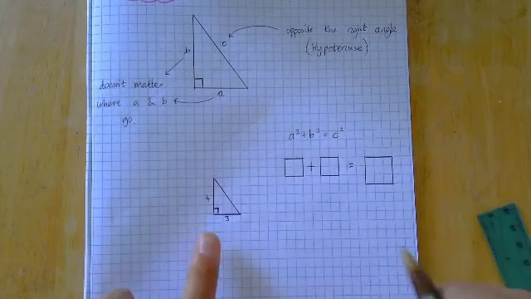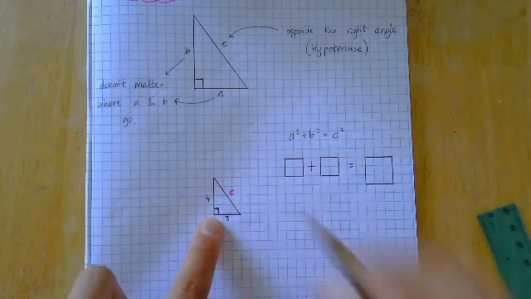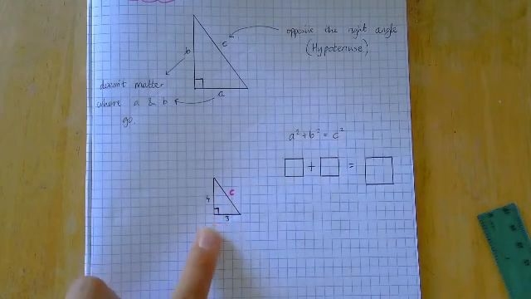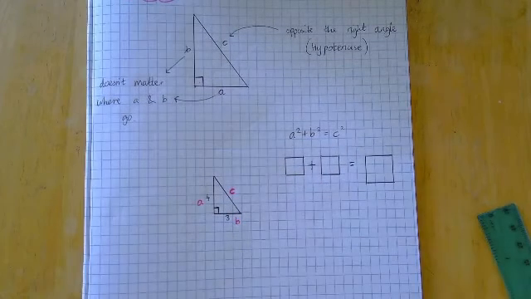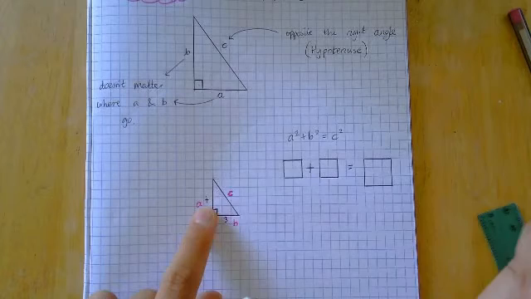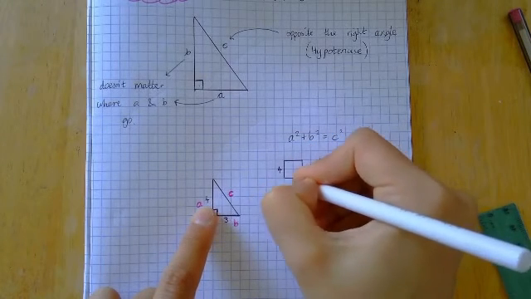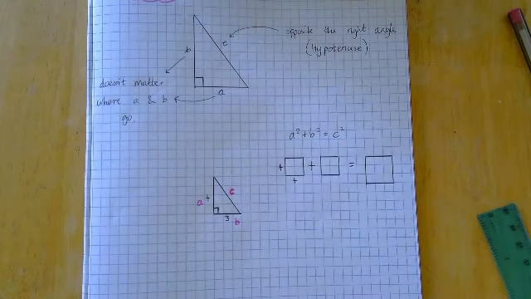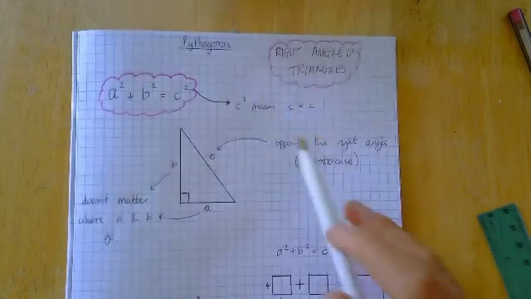Right, I'm going to label my triangle now. Now think, where does c go? Well, c always goes opposite the right angle. And then a and b, it doesn't matter. I'm going to put a there and I'm going to put b there. Right, so remember this is my A triangle. And what is A? Well, A is 4. So I'm going to write a 4 on 2 of the sides of my square, like that.